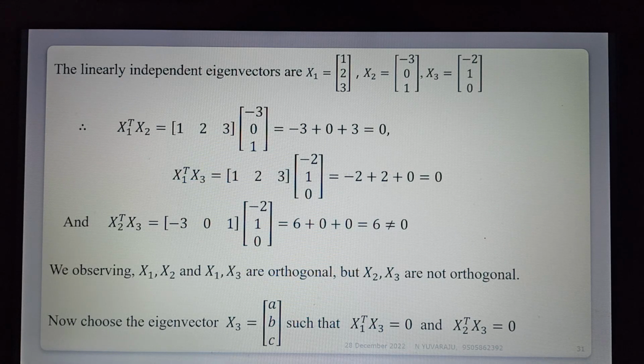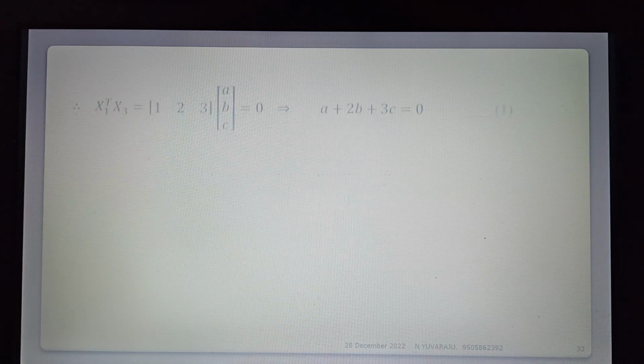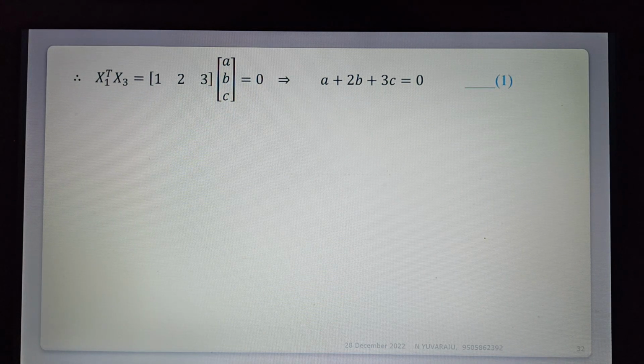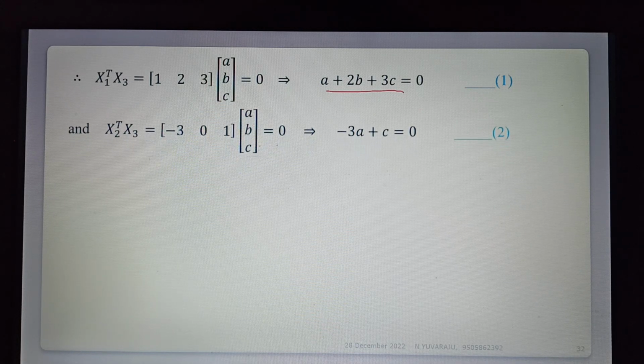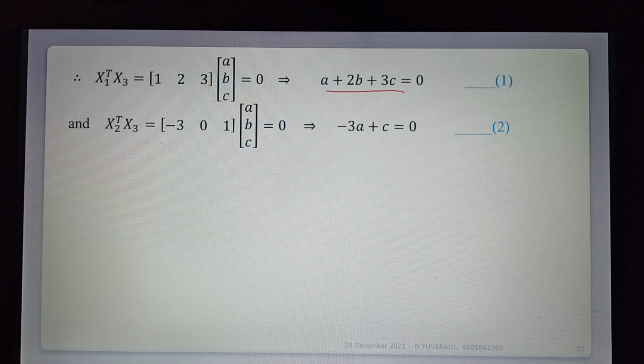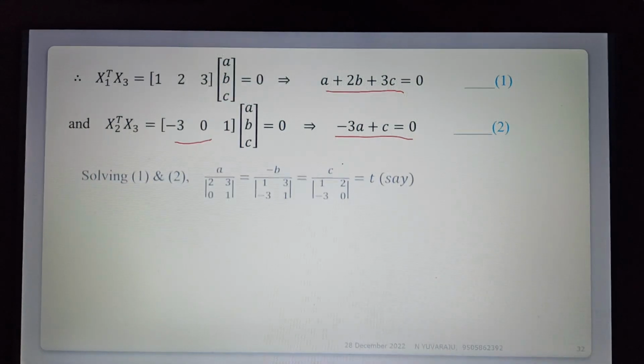So x1 transpose x3 is equal to 1 2 3 times a, b, c, that is equal to the multiplication 1a plus 2b plus 3c is equal to 0. Next the second one, x2 transpose x3 is equal to 0. x2 transpose, minus 3 0 1 times a, b, c, gives the equation minus 3a plus c is equal to 0. Now solving equations 1 and 2.